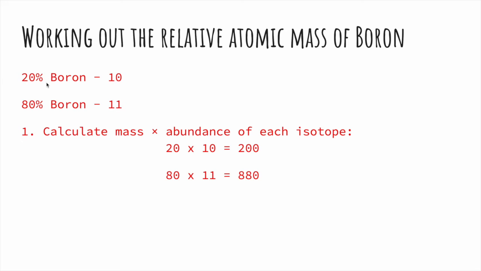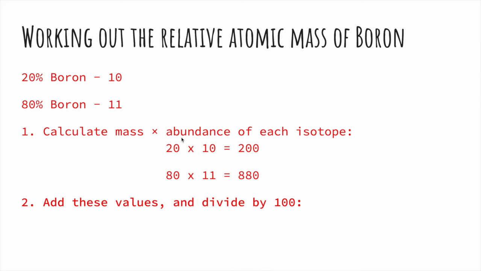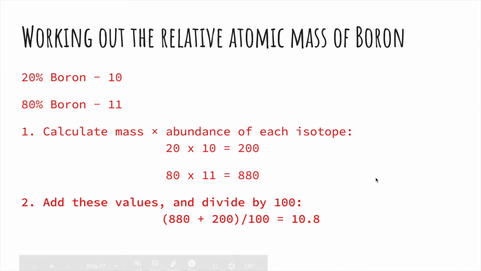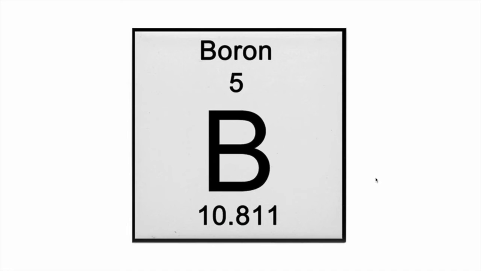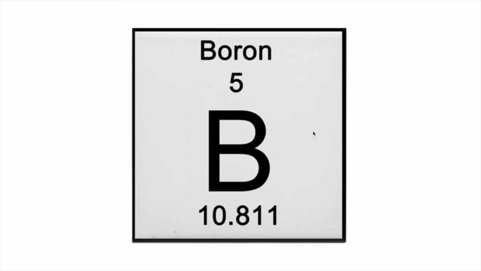And it doesn't matter what the percentage is, it doesn't matter what the mass number is, you just times these 2 numbers together. And then secondly, you add these values up and you divide it by 100. Okay, you divide by 100 because we're dealing with percentages, and that's how we get it back out of a percentage. So we can add those 2 numbers and divide by 100, and it comes out at 10.8. And if we then go and find boron on our periodic table, you'd find that it's got a relative formula mass of 10.8.